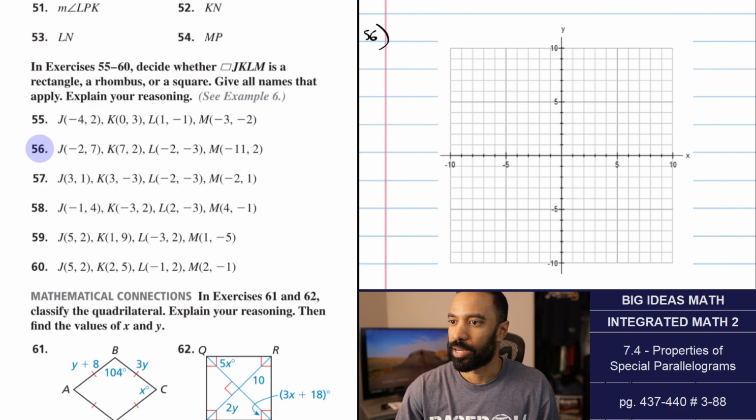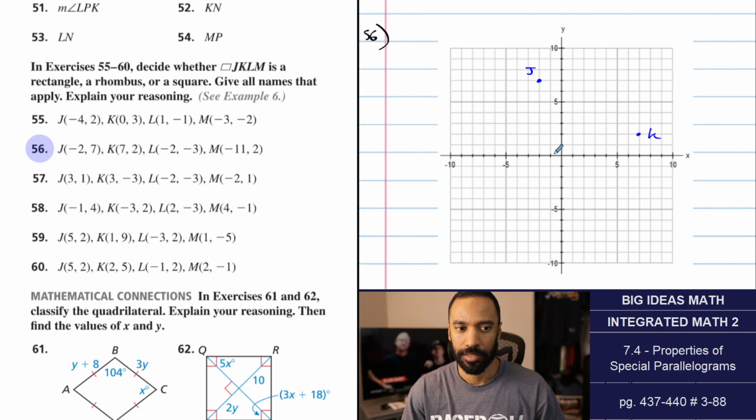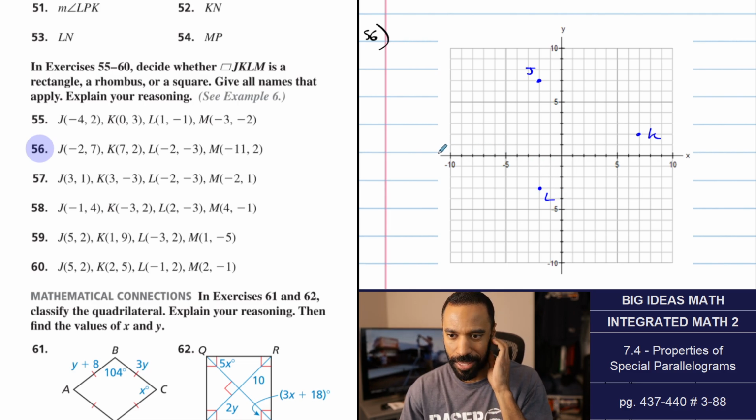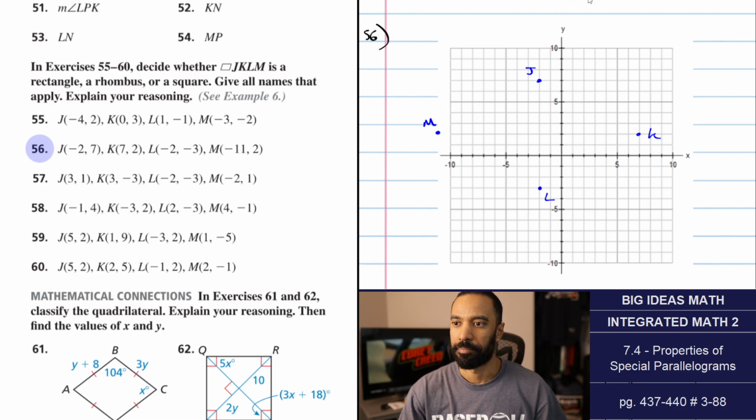J, K, L, M, we got negative 2, 7. 7, 2. Negative 2, negative 3. Negative 11, 2. Okay, that's a little off the map there. All right. Not very rectangular looking, I gotta admit. So also not very square looking.